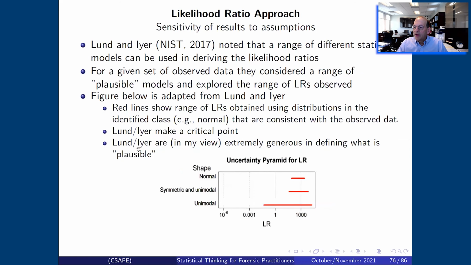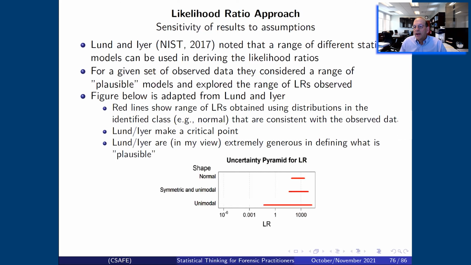So I'm going to try to finish up with a few discussions of concerns about likelihood ratios. First concern, originally put out by a couple of researchers at NIST: when you build a likelihood ratio, you need to build a model for the probability of seeing the evidence under the same source hypothesis and the probability of seeing the evidence under the different source hypothesis.